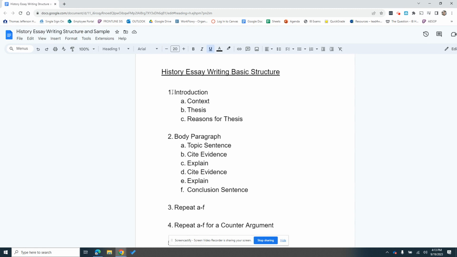You need to start off with an introduction paragraph, and the purpose of the introduction is to set up the paper. So you should have a bit of context in there. It doesn't need to be a ton, but 2 or 3 sentences to set up the situation would be great.